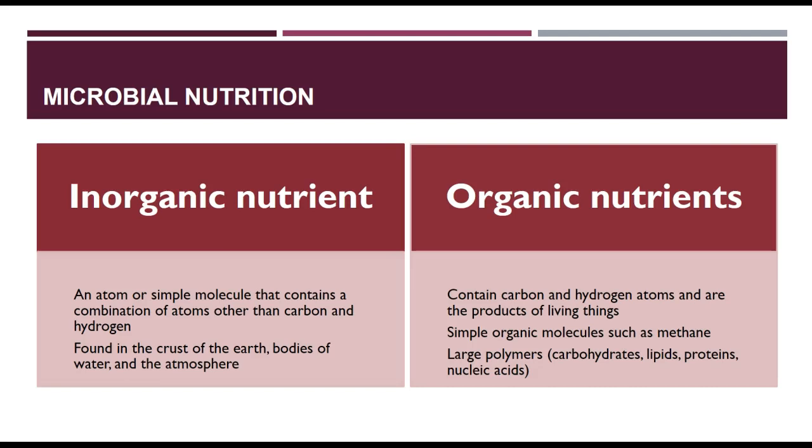Organic nutrients contain carbon and hydrogen atoms, and these molecules are the products of living things. Things like methane. Methane is a simple byproduct of organic molecules. We also have these other large polymers that we've already talked about, like carbohydrates, lipids, proteins, nucleic acids. These are all organic compounds and would be considered organic nutrients if consumed by another organism.